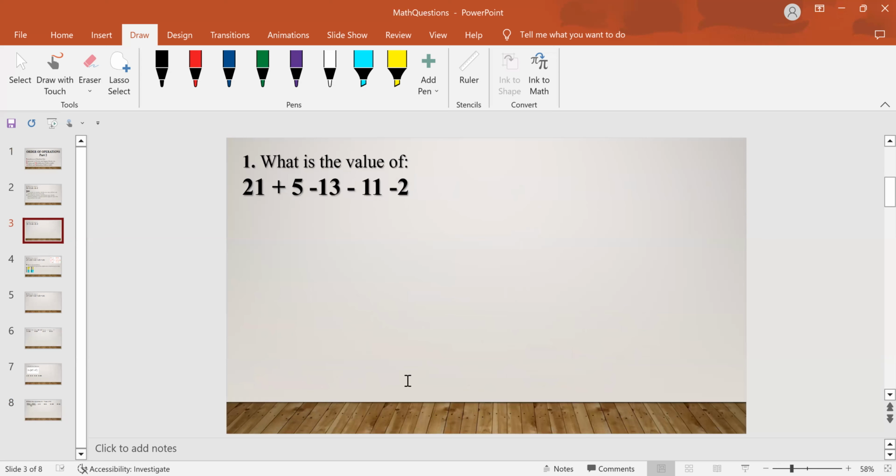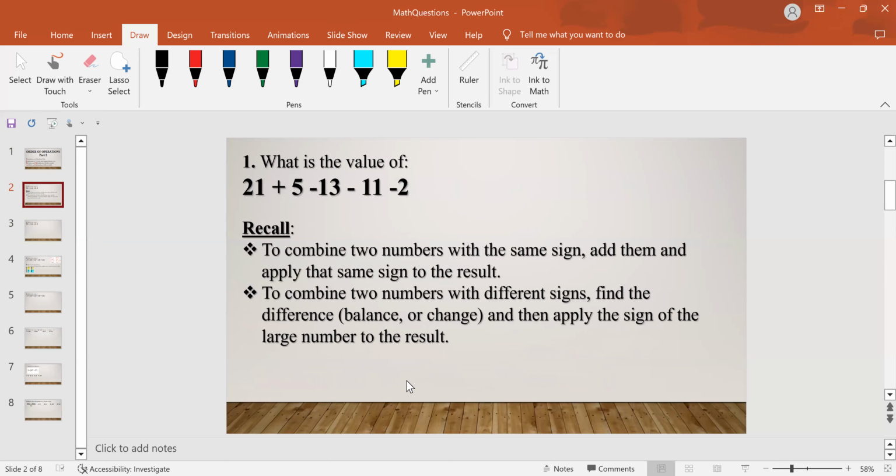Now, let's see the first question. 21 plus 5 minus 13 minus 11 minus 2. To solve this question, I want to do a quick review because we need some concepts. Recall, to combine two numbers with the same sign, when they say same sign, that means both numbers are positive or both numbers are negative, so same sign. What we do, add them and apply that same sign to the result.